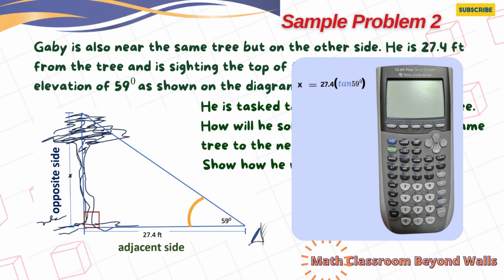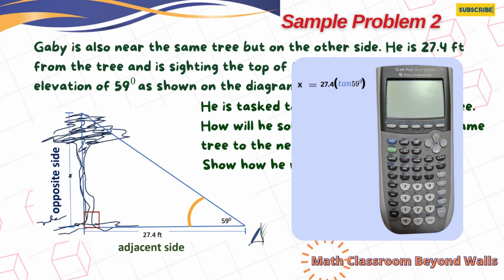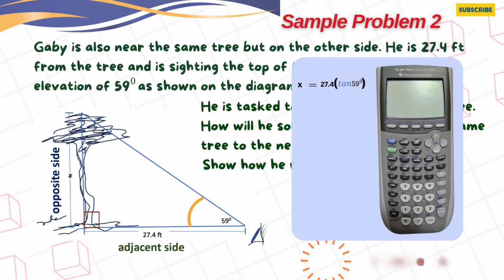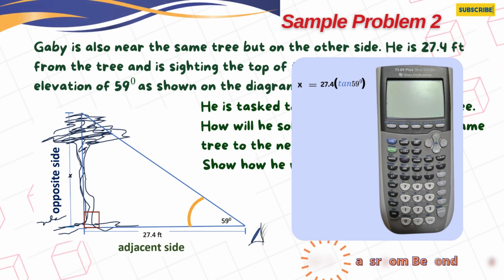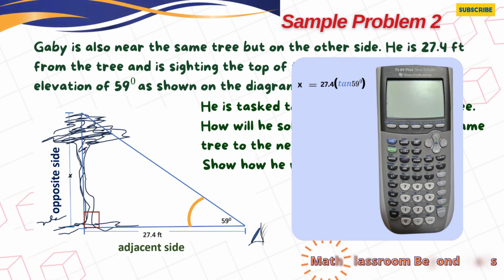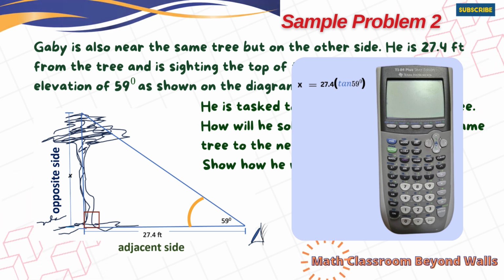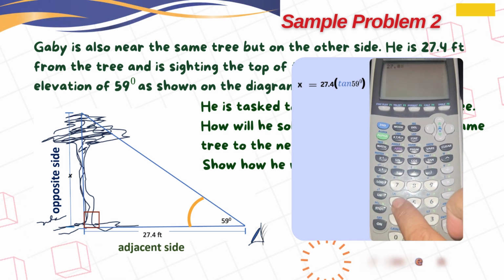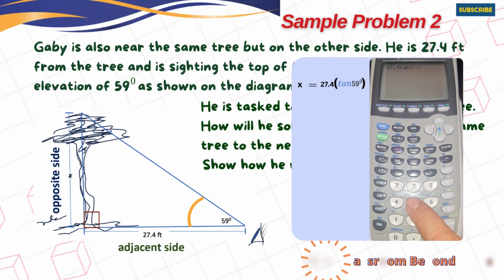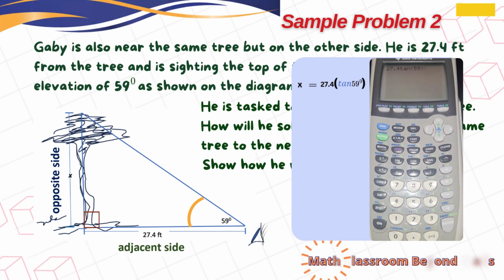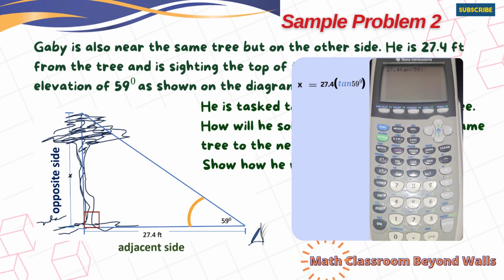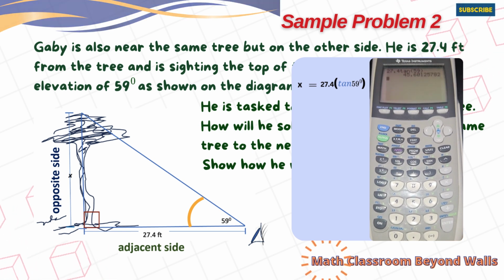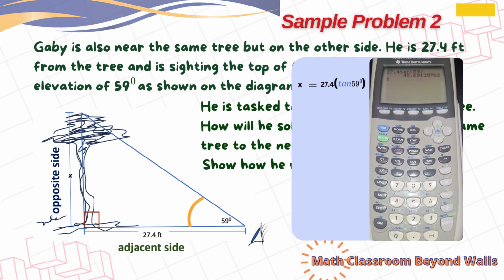Again, the equation that we want to solve is x is equal to 27.4 times tangent 59 degrees. We now type on our calculator exactly what the expression on the right side of the equation is, except for degree, for our calculator is already set in the degree mode. Okay, we type 27.4, then hit tangent, type 59, then hit close parentheses. This is what you see on your calculator now. With the expression on the calculator, hit enter. This is now what you see on the screen of your calculator.